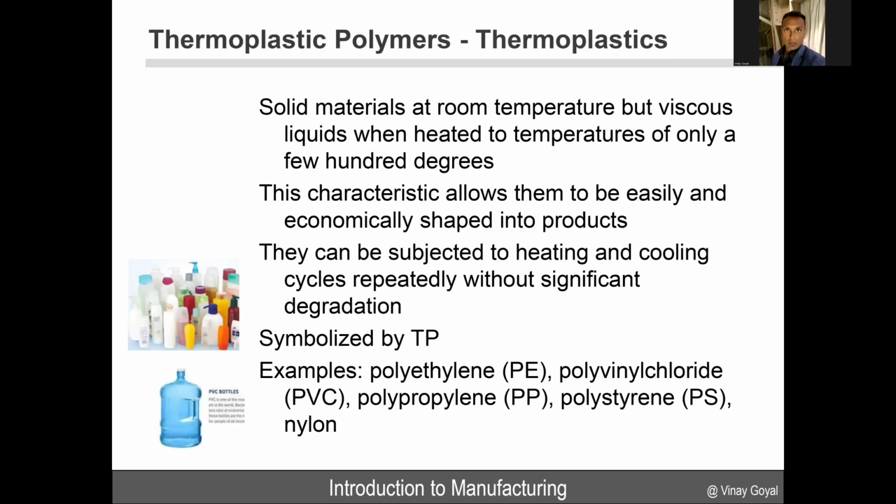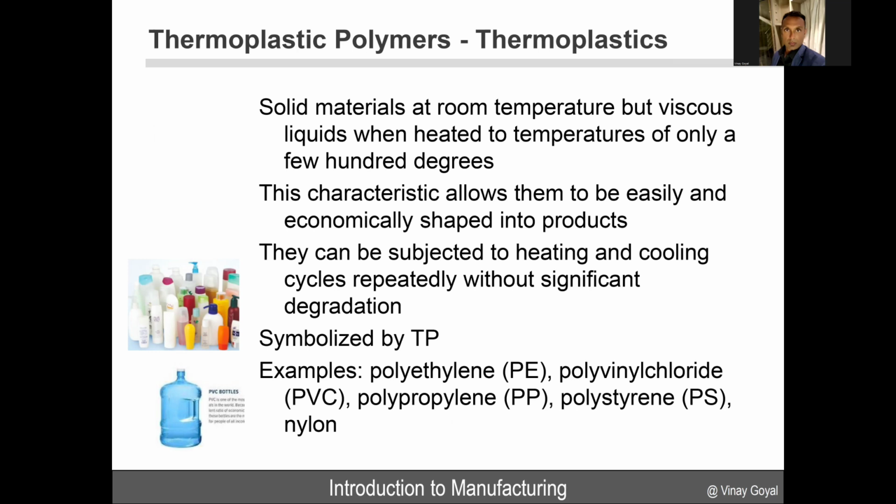So if I look at thermoplastic polymers, which we also call thermoplastics in short, they are solid materials at room temperature but are viscous when heated to temperatures of only a few hundred degrees. So these materials are solid at room temperature but can become viscous when heated. These characteristics allow them to easily be shaped into products that are used today. You can see some of them on the top left.